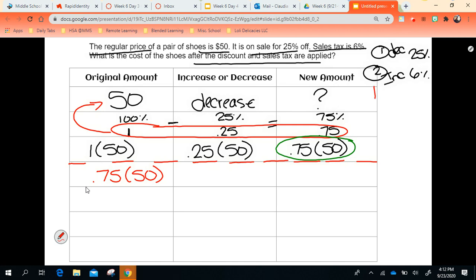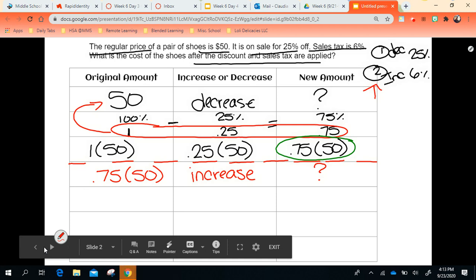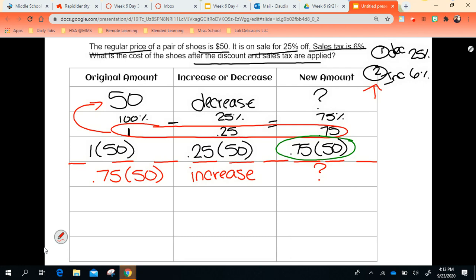So our second step is an increase. And I don't know my final amount yet. Let's go ahead and look at our percents. So our original amount, again, is always 100%, which is 1 as a decimal. Now it's an increase, so we're going to put plus, and it's an increase of 6%.